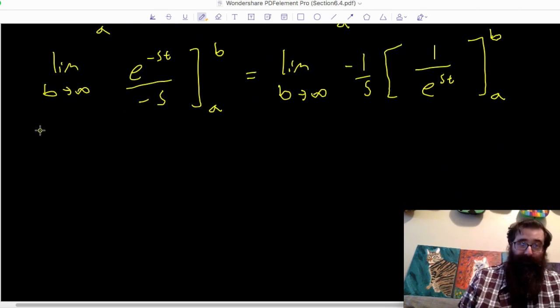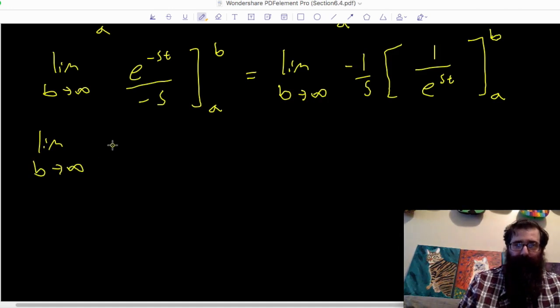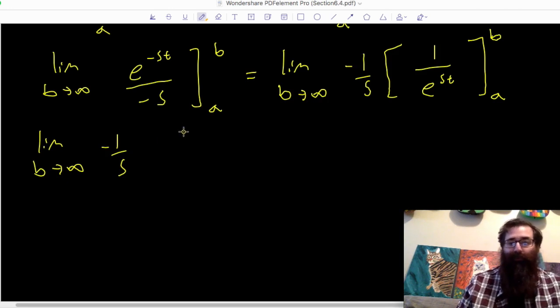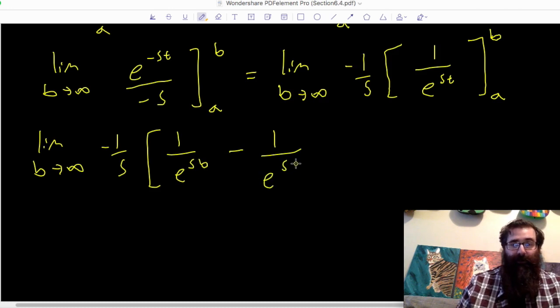Still got to write the limit notation. Limit as b goes to infinity. Negative 1 over s. And now I can plug in the upper bound, the lower bound, subtracting between. We're plugging in for t. So this would be 1 over e to the s times b minus 1 over e to the s times a.